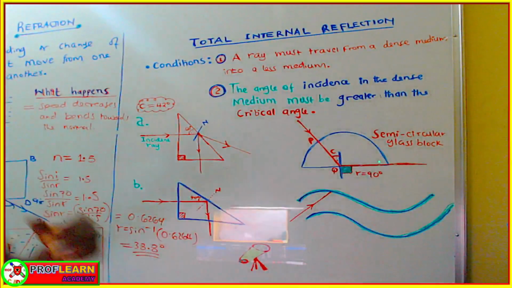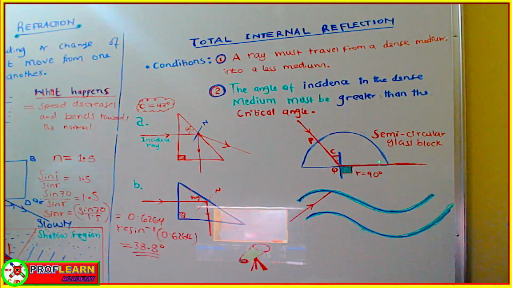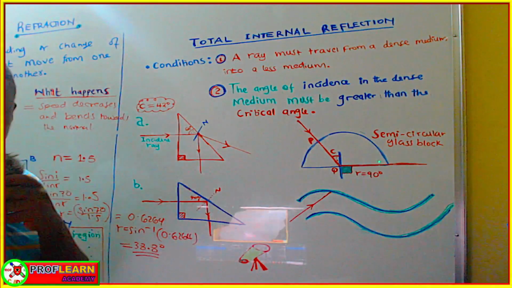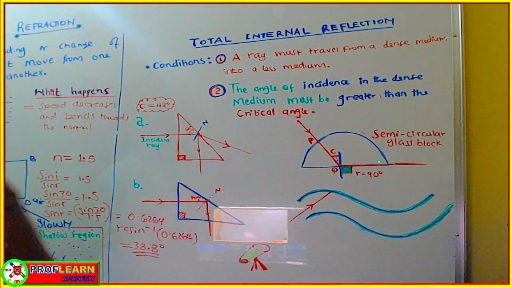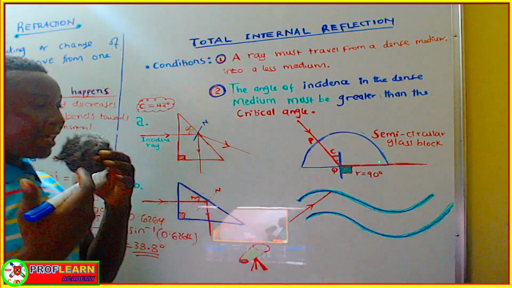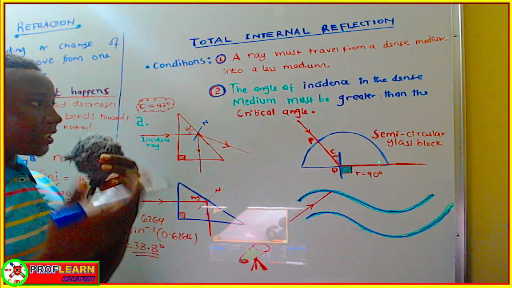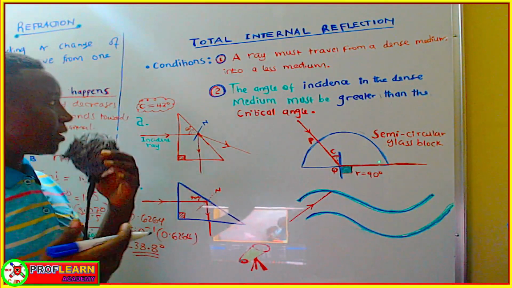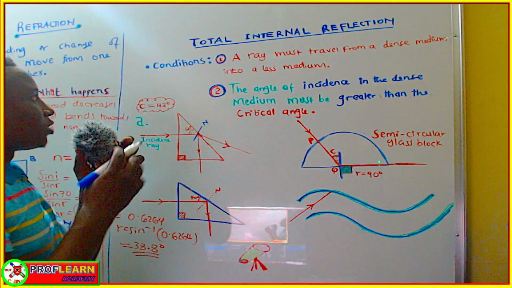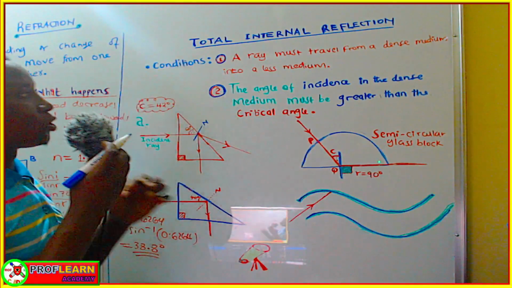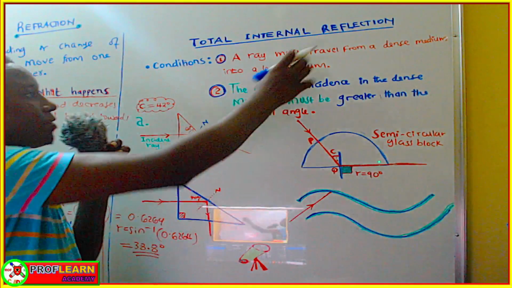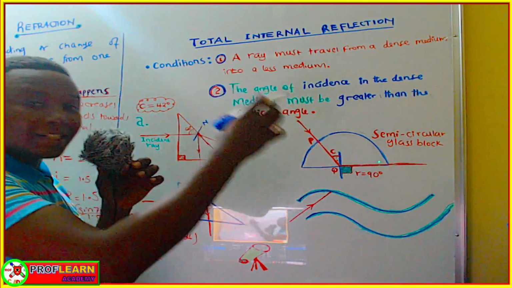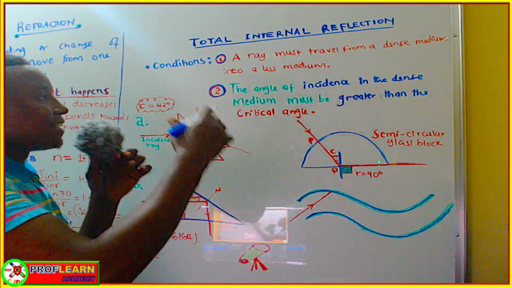Now, allow me to bring about the concept of total internal reflection. Total internal reflection is a phenomenon of light where light is reflected back to the medium where it was coming from. So the first thing that you need to understand is the condition for total internal reflection: number one, the ray must be traveling from a dense medium to a less dense medium.